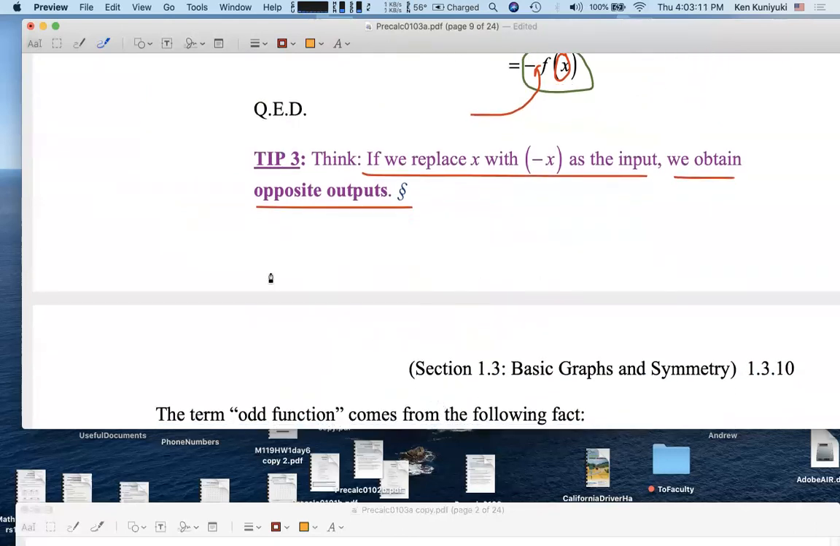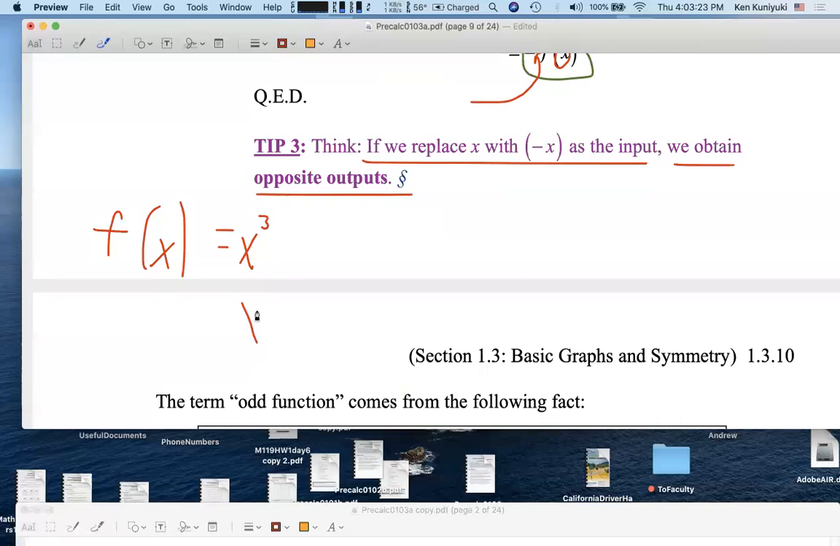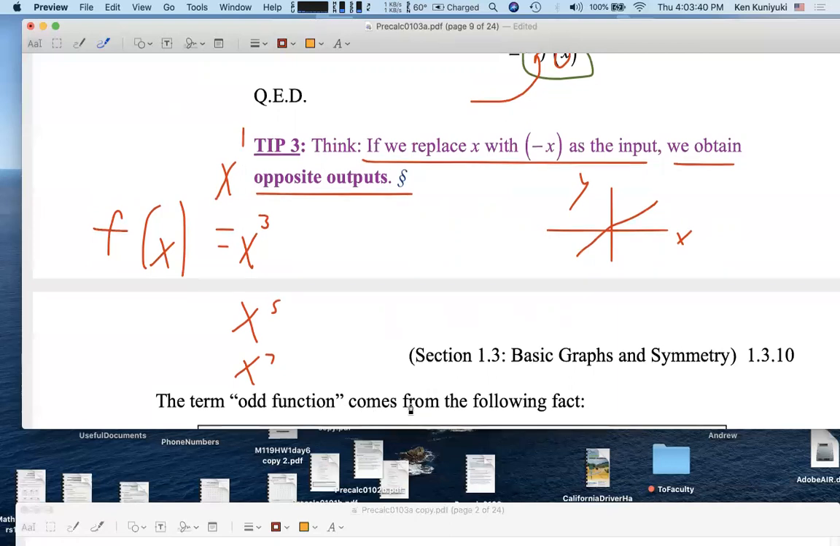Now, aside from f of x equals x to the third, what are some other function rules on R that will yield an odd function? Well, consider x to the fifth, x to the seventh, and so forth, even x to the first. We've seen that guy before. How do you graph y equals x? We get this. It's the identity function. The identity function is also an odd function.